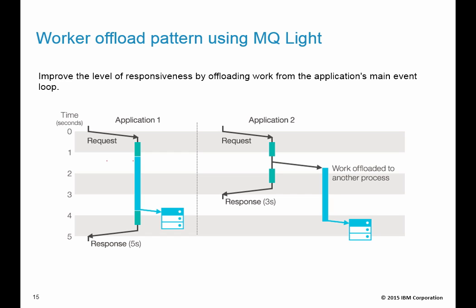In application 1, it takes 5 seconds because it waits for the load to be processed at the end. In application 2, MQLite is designed to offload the work to another process and cut responsiveness significantly.